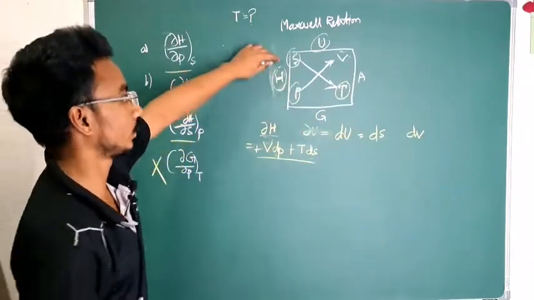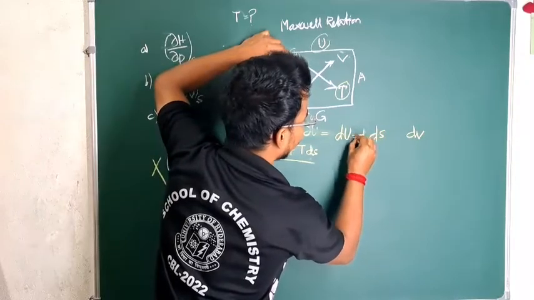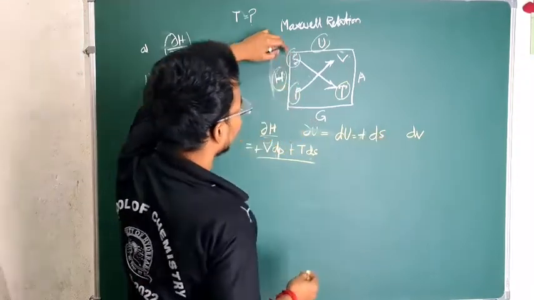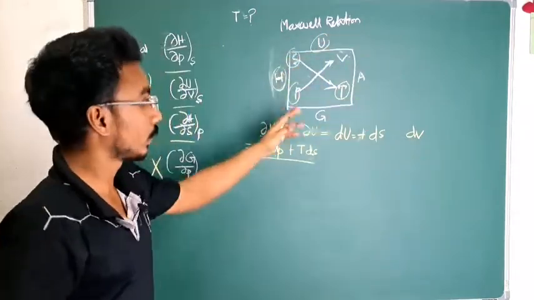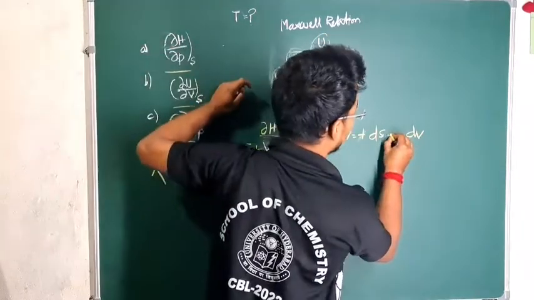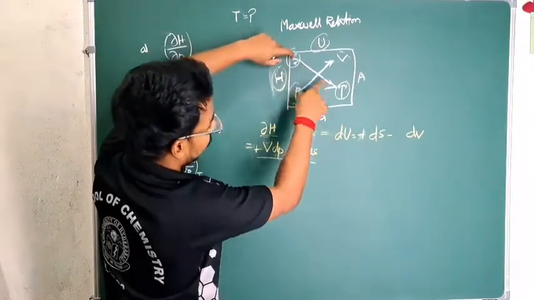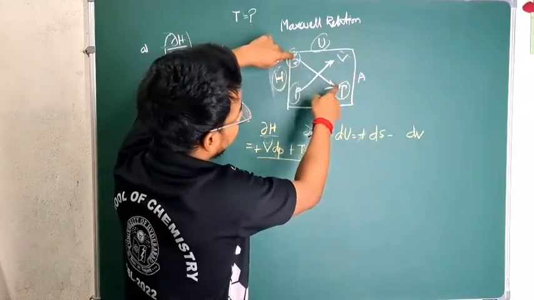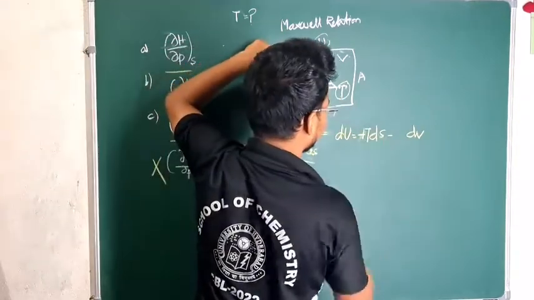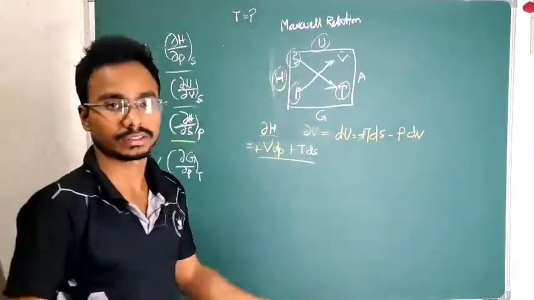But as you can see, that arrow is going from S, so here a positive sign will be there, but the arrow is coming to V. If the arrow is coming to that element, then it will be minus. So now we have to multiply with that another element. S is related to T, so TdS, and V is related to P, so PdV. Understand? It is very easy.